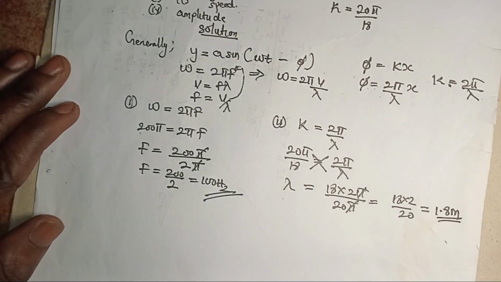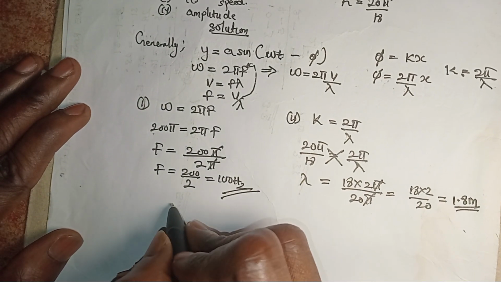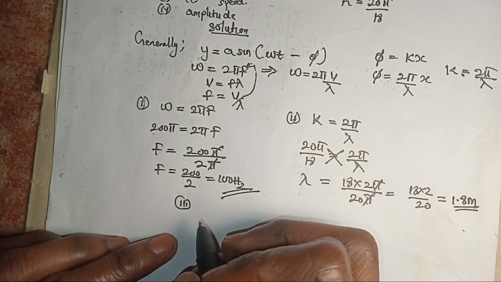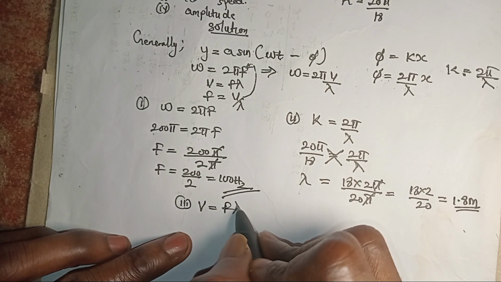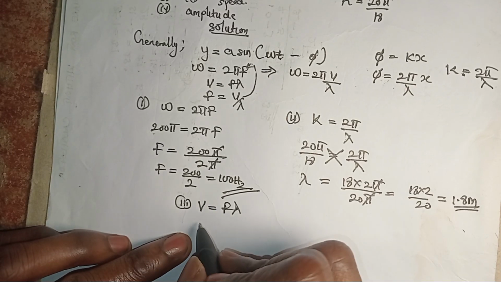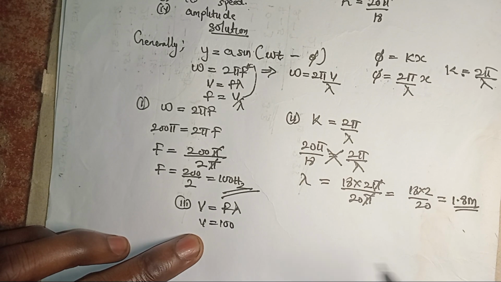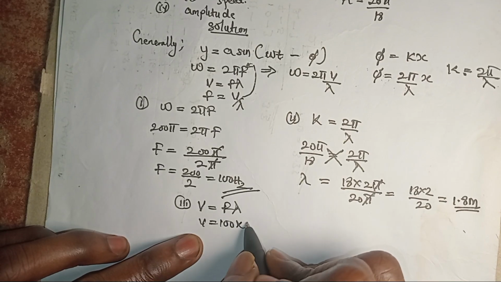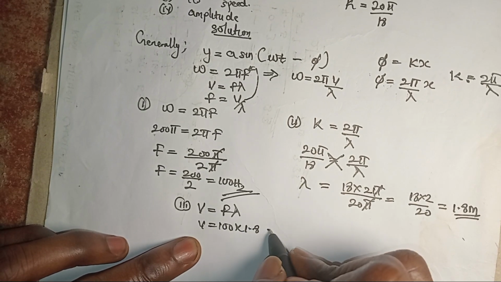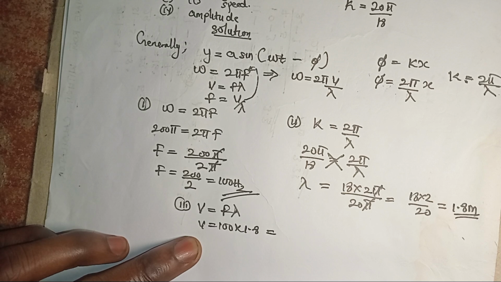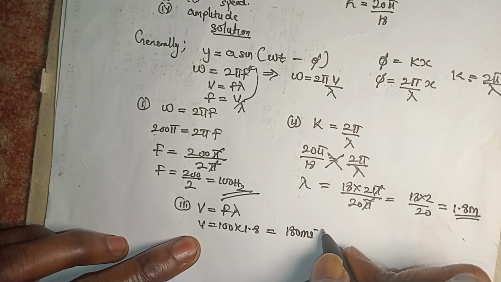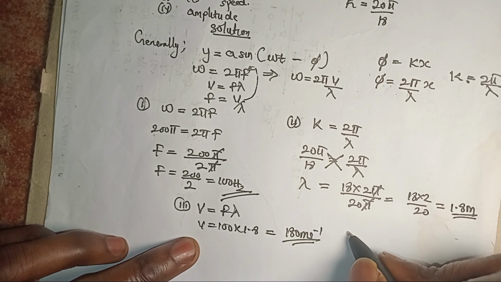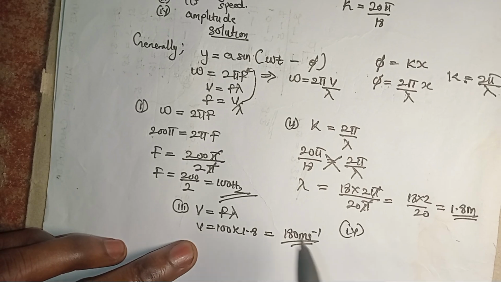For the next question, they said we should calculate the velocity, I mean the speed. The speed is v equal to fλ. We have our frequency already, which is 100, and we also have our λ, which is 1.8. If you multiply it, 100 multiplied by 1.8 gives us 180 meters per second, with the unit.